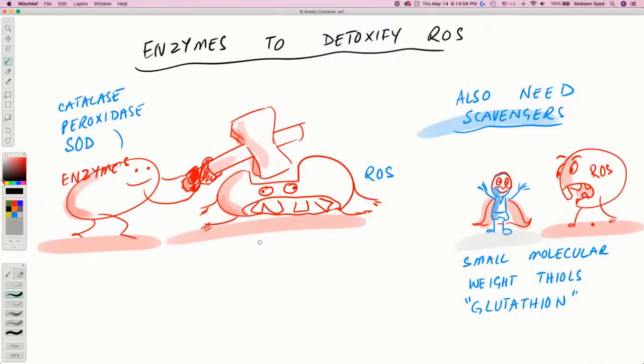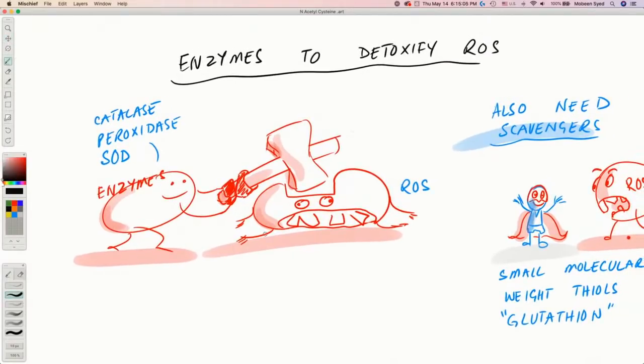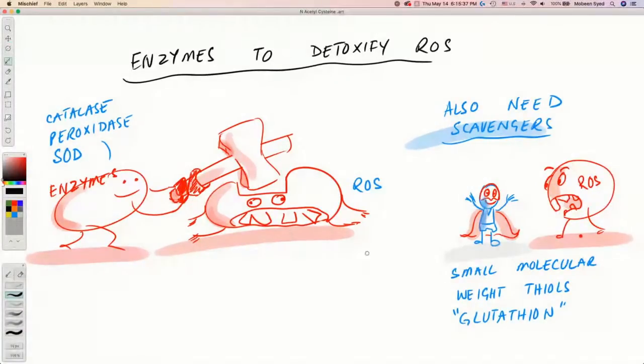Once that stress is present, please realize this. In our cell, there are two ways to counter the reactive oxygen species. One, we have enzymes that can convert reactive oxygen species into a more reduced form or water, or help us detoxify them. Examples of these enzymes are catalases, peroxidases, and superoxide dismutases. These are the enzymes that can take reactive oxygen species and kill them. But these enzymes are not enough.